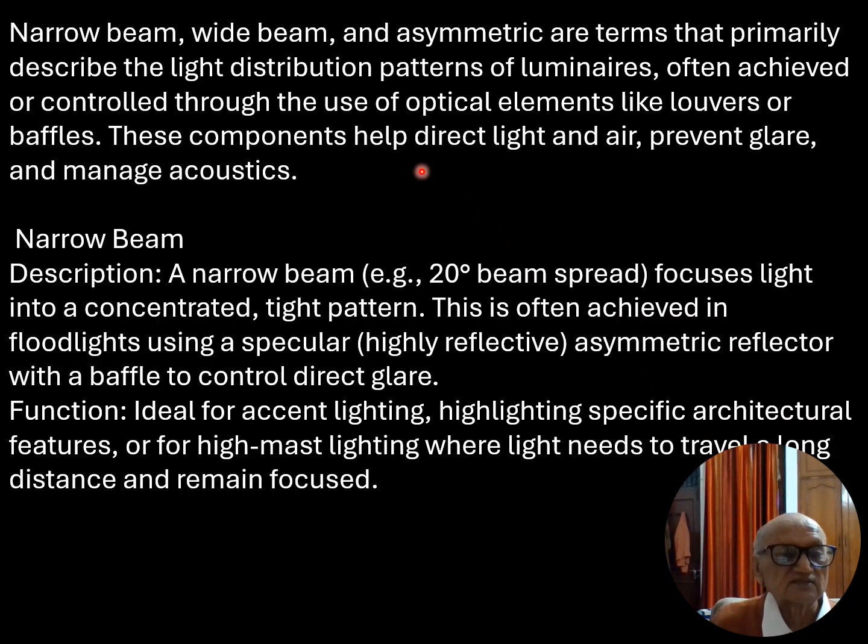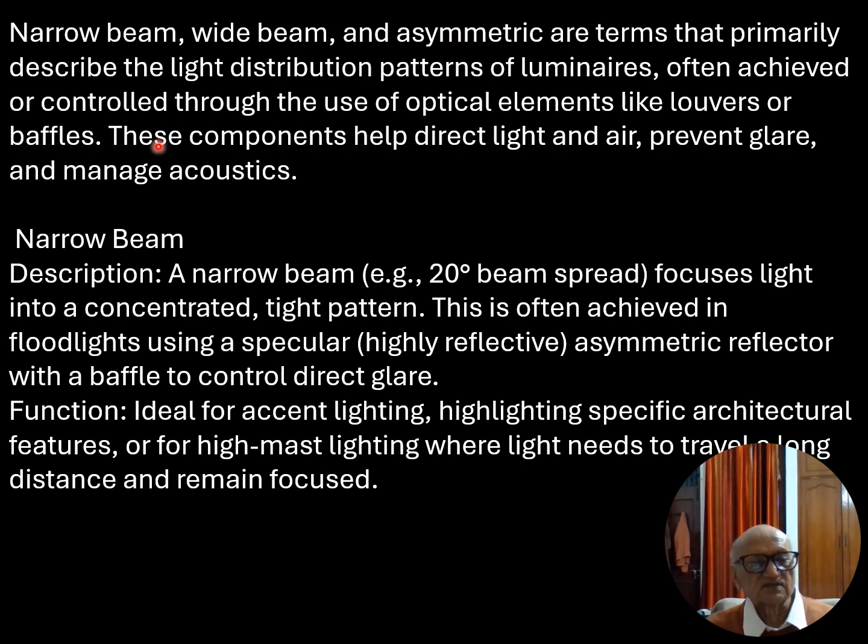Friends, now we are talking of narrow beam, that is beam spread. Beam spread means how much it is spread after getting emitted from a particular fitting, how much area it covers. If you divide the spread centrally and at the end of the beam the fitting is there, how much area it makes, that is known as beam spread. Beam spread can be narrow beam, wide beam, and asymmetric.